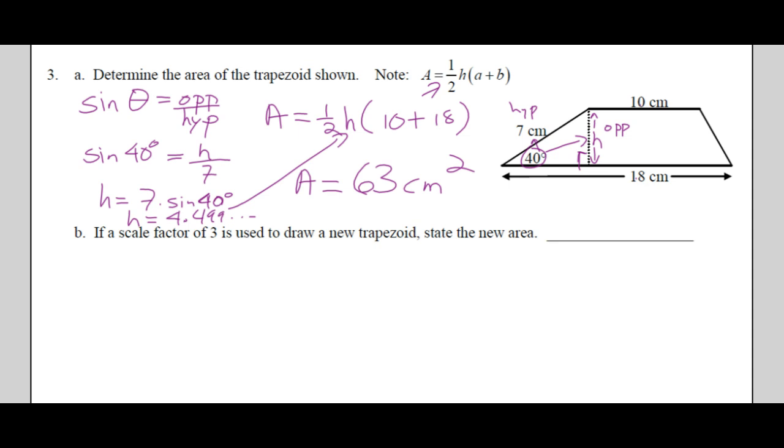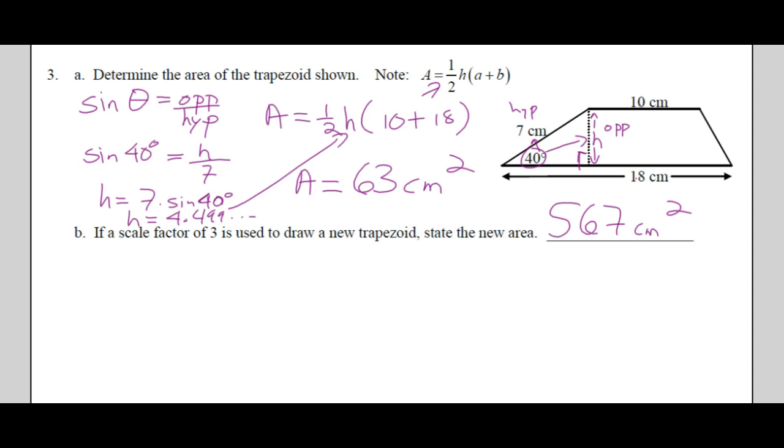A scale factor of 3 is used to draw a new trapezoid. State the new area. Okay, did you learn anything? What's the new area? 3 times 6. Well, didn't learn anything. The scale factor is 3. The area increases by a factor of 9. So 9 times 63, 567.